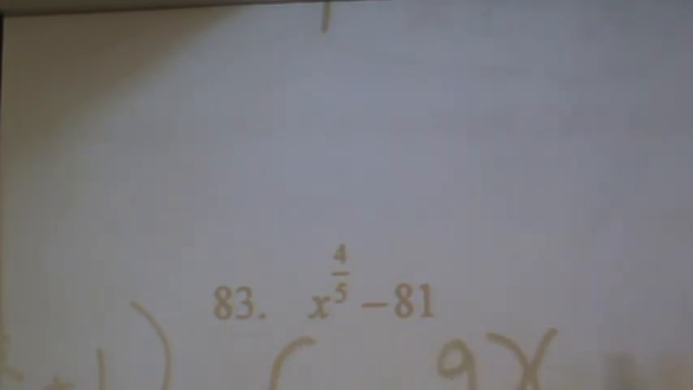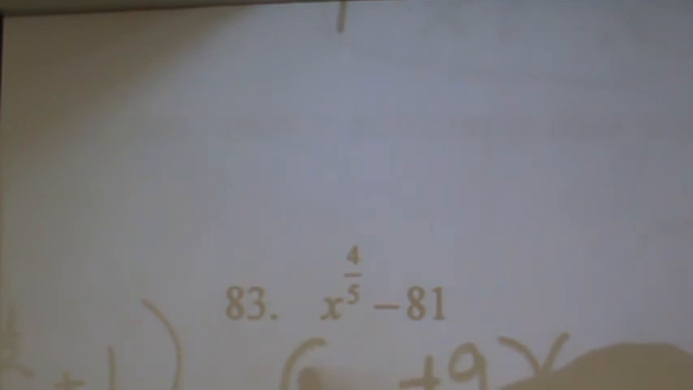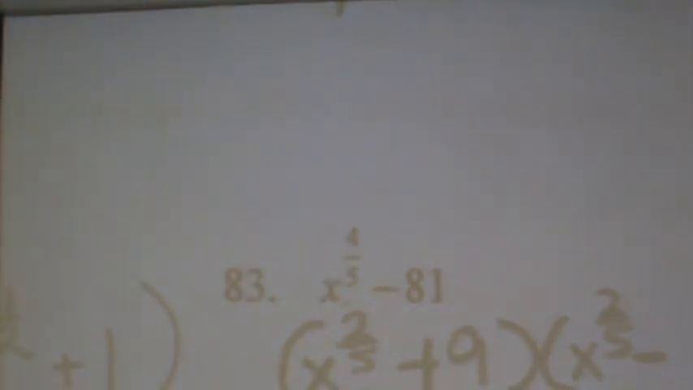And the last one, this looks like the difference of 2 perfect squares. So you're going to have, obviously, a 9 and a negative 9. And how would you split this up? This is going to be x to the 2/5 and x to the 2/5. Because 2/5 times 2/5 is, you're going to add these exponents and you get 4/5. And we are done.